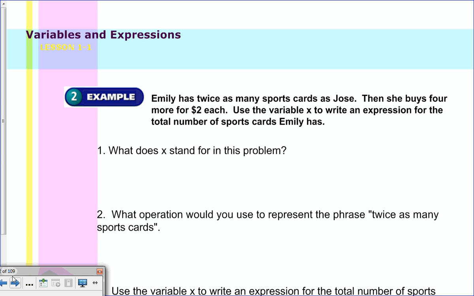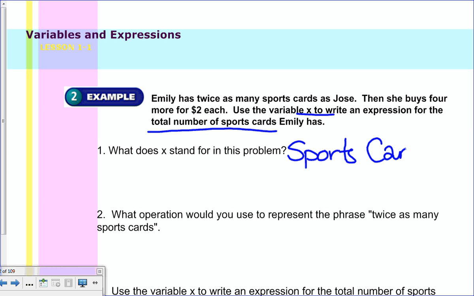All right, and then we have this one. Emily has twice as many sports cards as Jose. Then she buys four more for $2 each. Use the variable x to write an expression for the total number of sports cards Emily has. So this one, they actually lead us through it. Number one, what does x stand for in this problem? Well, if you go back to the bold, use a variable x to write an expression for the total number of sports cards. So x is going to tell us how many sports cards she has.